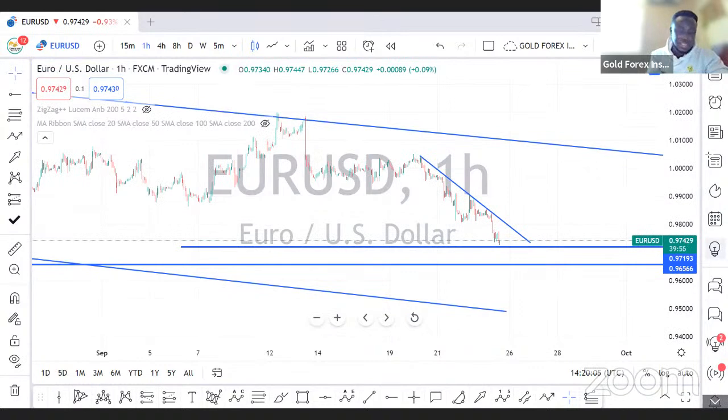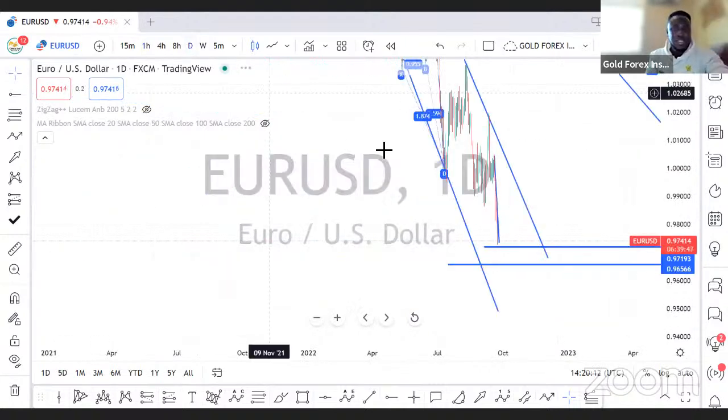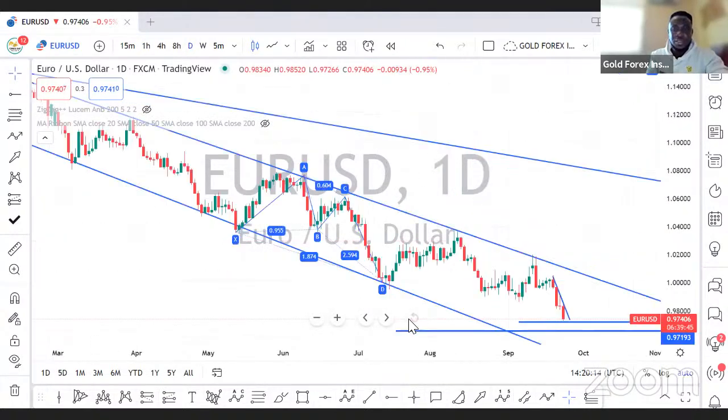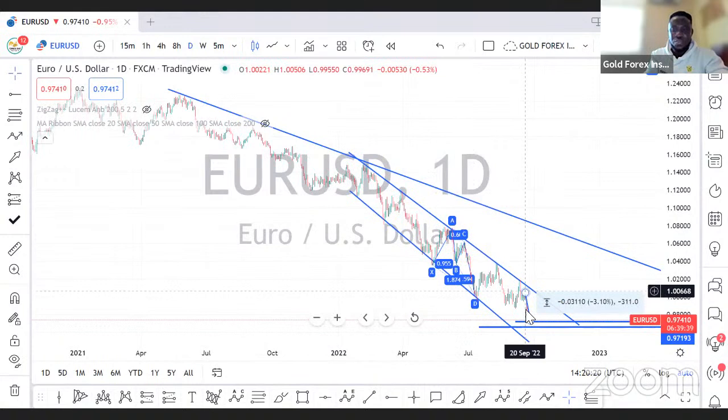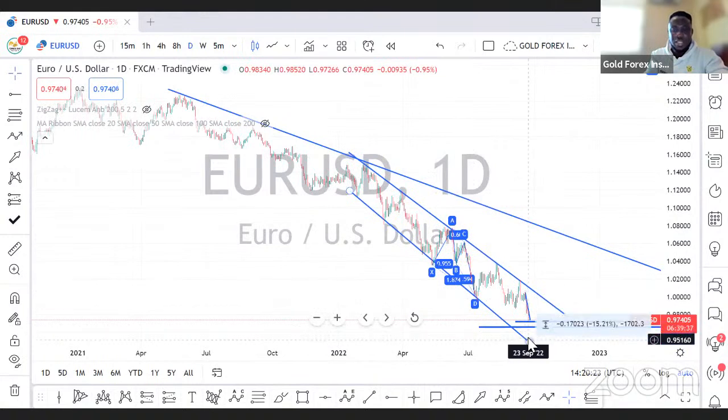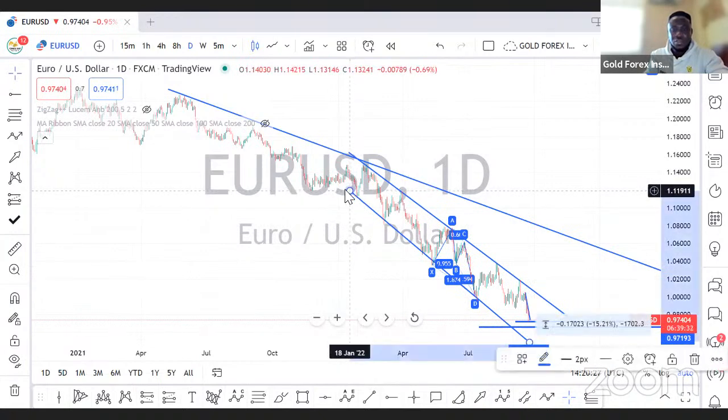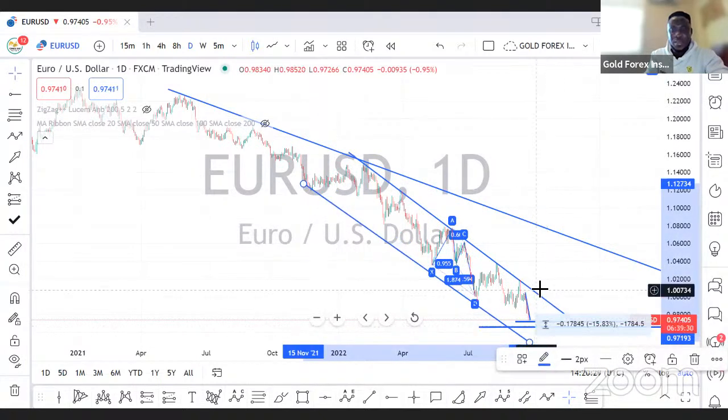So that's the whole thing on Euro USD. Now, even on Euro USD, let me show you guys something. You guys are not seeing it. It's even in a channel. So it can even break this level all the way to this level to go inside the channel. So just anticipate it.